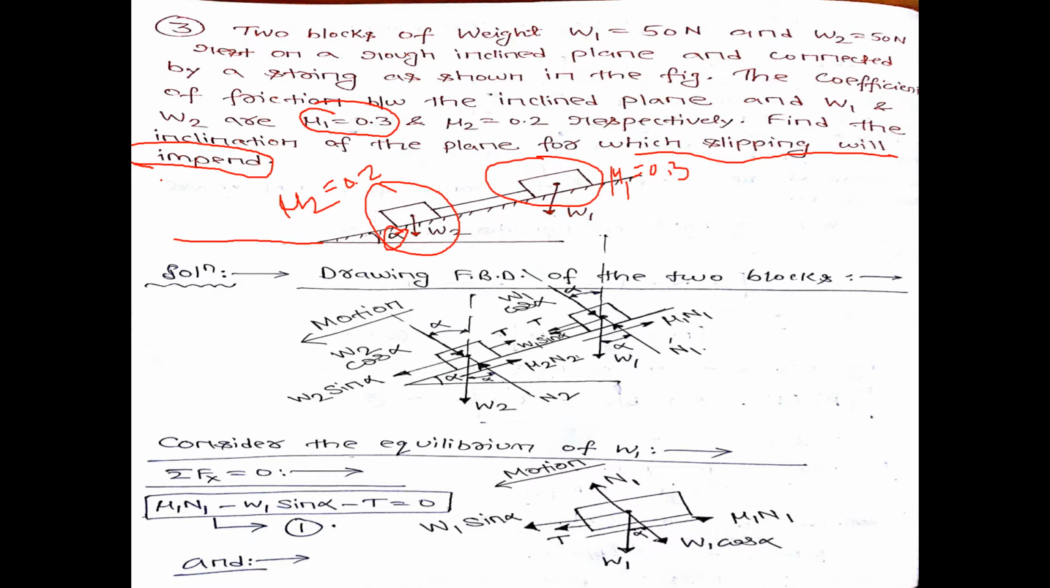So here in this problem, ultimately I need to find out what? I need to find out the angle of repose. That means what will be the value of angle alpha for which the motion of the system will start. Yes or no? Is it clear? Any doubt? No, sir, no.